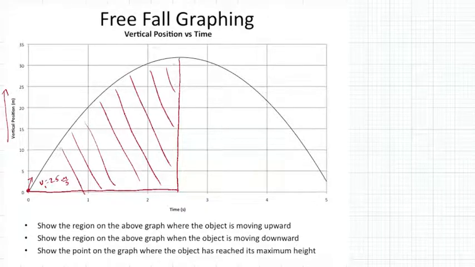And I think that makes sense. Again, the line is moving upwards. Upward. It should be shaded there too.